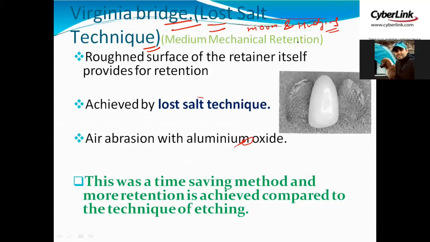The retainer wax pattern is fabricated using resin. Salt crystals of 150 to 250 micrometers are sprinkled on the cast prior to resin fabrication. The salt crystals get incorporated into the tissue surface of the resin pattern. The salt crystals are dissolved and the resin pattern is invested and cast. Dissolved crystals produce voids in the resin pattern: the lost salt technique. Like over here in the picture, you can see there is roughness because of the lost salt technique, so they are used for retention. This was a time-saving method and more retention is achieved as compared to the technique of etching.